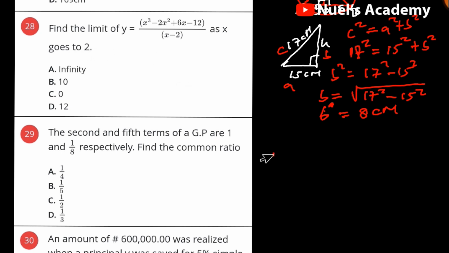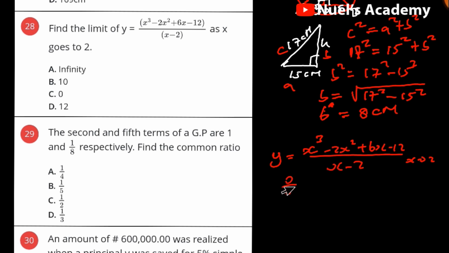So y is equal to (x cubed minus 2x squared plus 6x minus 12) over (x minus 2) as x tends to 2. Now if you plug in 2 here and 2 here, we are going to get 0 over 0, which is indeterminate. Now we are going to factor this numerator.